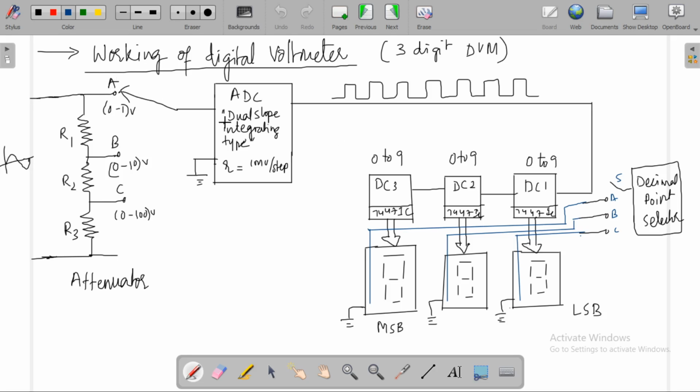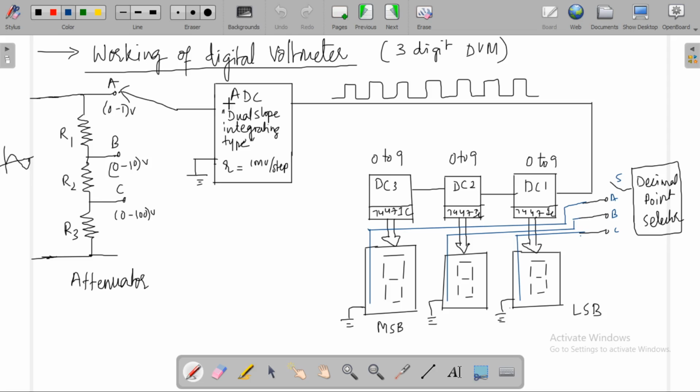As these two switches are mechanically coupled to each other, if this is thrown to position A, this is also thrown to position A. Both will be in position A, to get the required range.